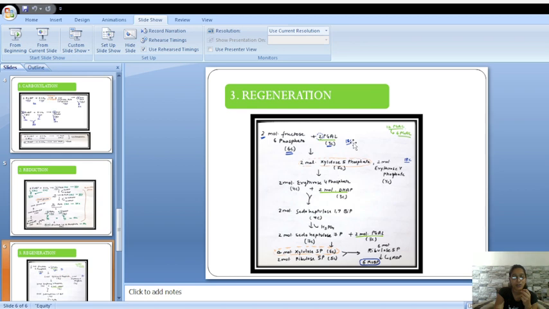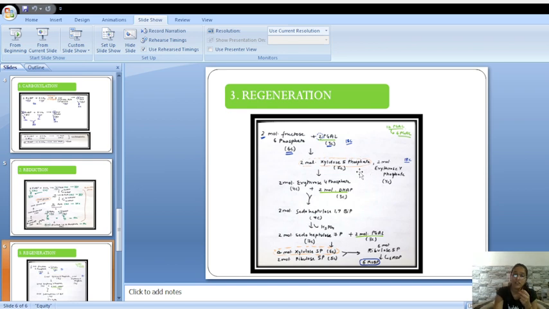Total 18 carbons. So these two combinedly form 2 molecules of xylose 5-phosphate and 2 molecules of erythrose 4-phosphate. Xylose 5-phosphate is a 5 carbon containing compound and erythrose 4-phosphate is a 4 carbon containing compound. So 2 into 5, 10, and 2 into 4, 8. So here 18 carbon. The carbon is being balanced.